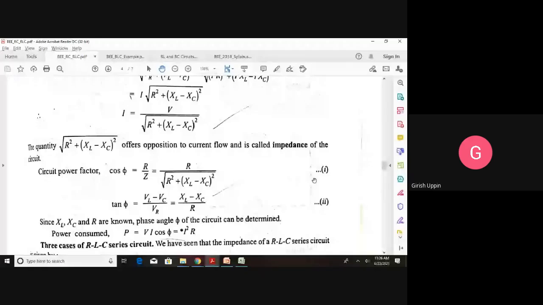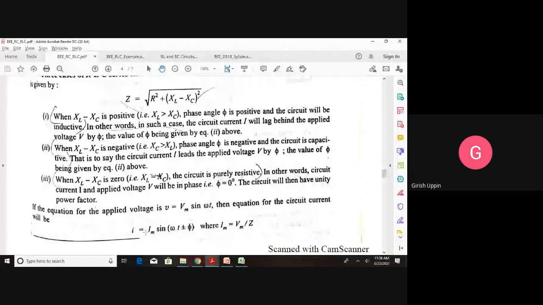And how do we give the equation? The equation is very, very important. V is equal to Vm sin omega t. If this is the applied voltage, then the resulting current I is equal to Im sin omega t plus or minus phi, where Im is equal to Vm by Z. So Vm is the peak value of the applied voltage, and Z is the impedance of the circuit.